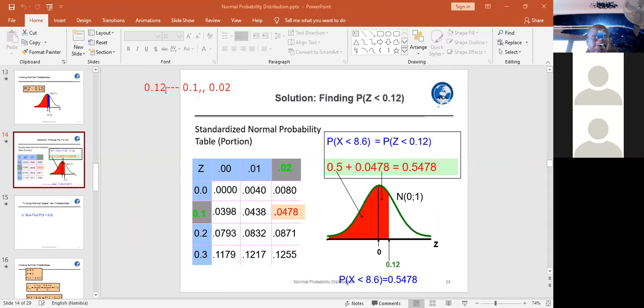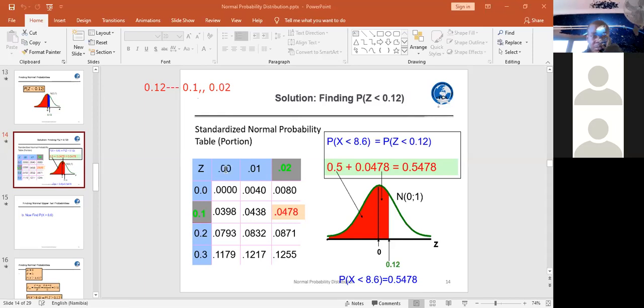Okay. Yes, I'm here. If you look at this number 0.12, we split it into two. We say 0.1 and the other one is 0.02. So the first number is the one that goes down. Remember you have 0.0, 0.1, 0.2, 0.3, all the way down there. I'll show you the main table.